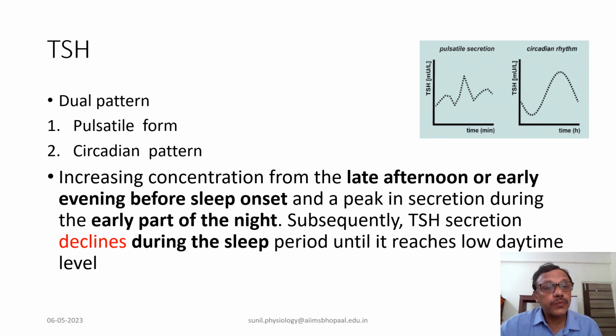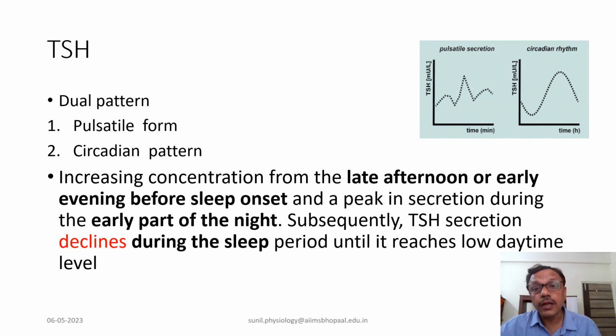Now, thyroid stimulating hormone is secreted from the thyrotroph cells of the anterior pituitary. It has been seen that it has a dual pattern of release. One is pulsatile and the second is the circadian rhythm. So this thyroid stimulating hormone is at a low level in the morning. In the late afternoon or early evening, it begins to rise, and the maximum secretion of the hormone is found just before sleep, at about midnight. Then after midnight it again begins to decrease, until it becomes very low in the morning.